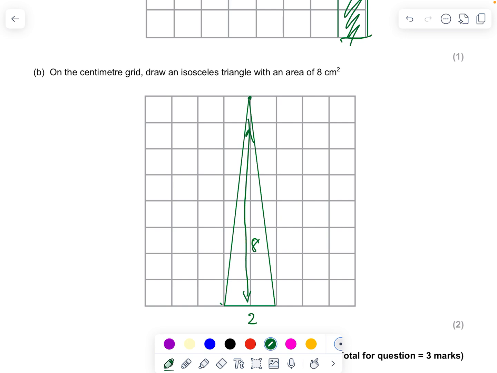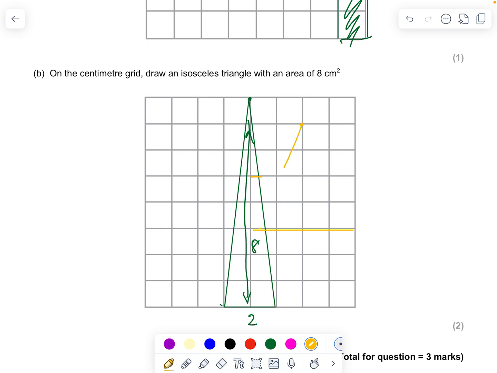The other isosceles triangle you could have had is, if I do it a different colour because I don't have room on here, I could have done a 4. So 4 across, 1, 2, 3, 4, and then a 4 up. 1, 2, 3, 4.